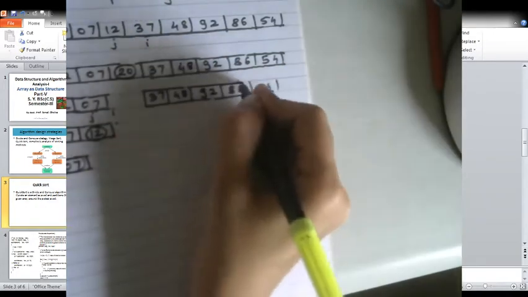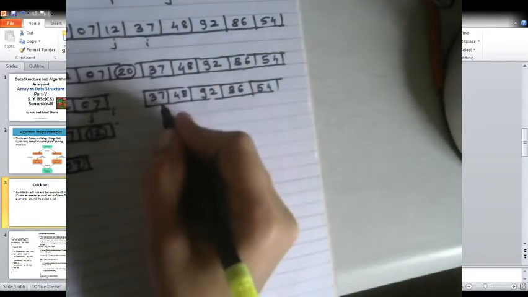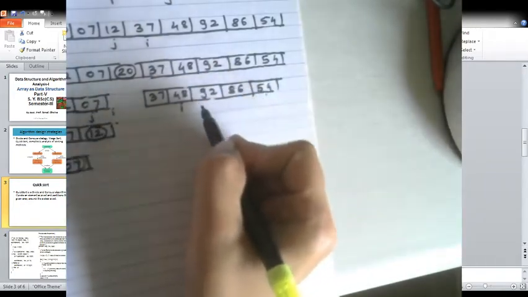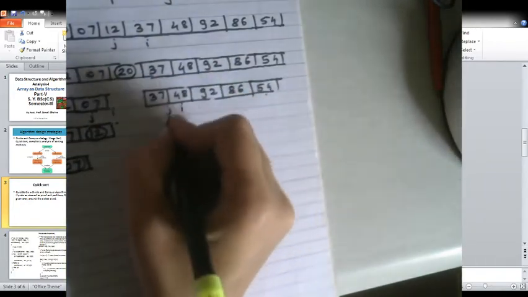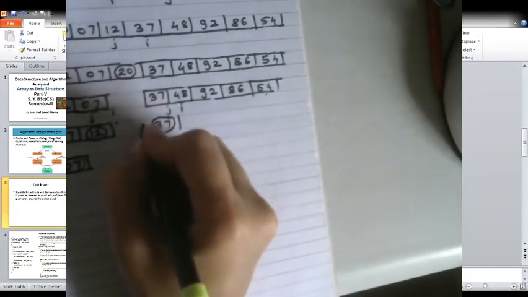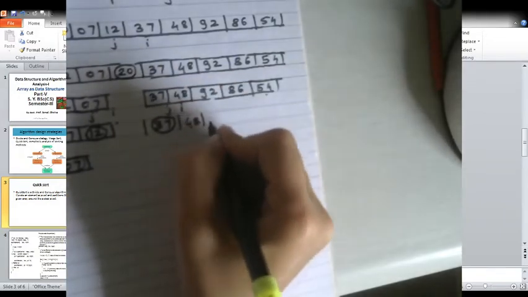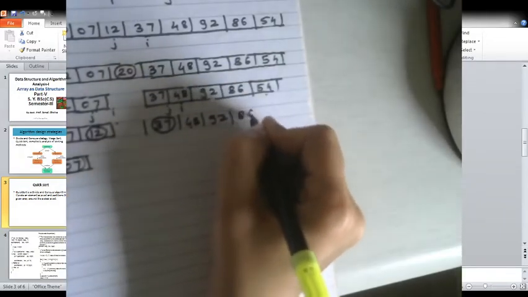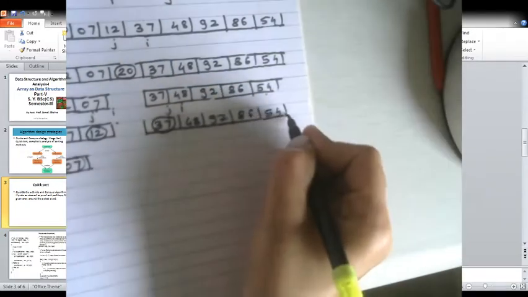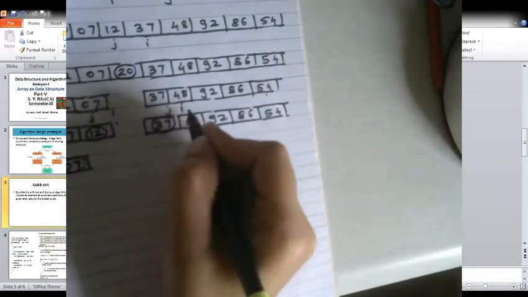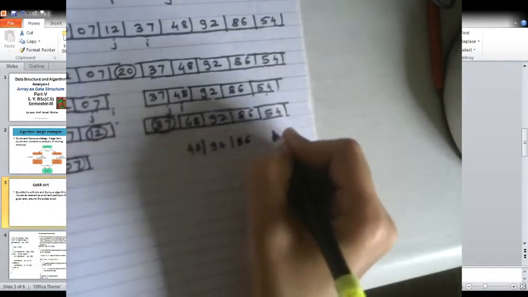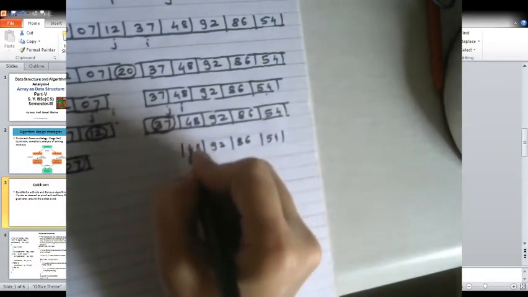Here also consider the first element as the pivot point. The element greater than this is 48. There is no element less than this, so j is less than i. At that time consider this as the pivot point and this is your list. Now sort only the right part of this pivot point, because there is no left side. So consider the elements 48, 92, 86 and 54.